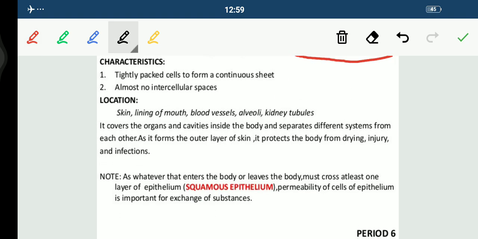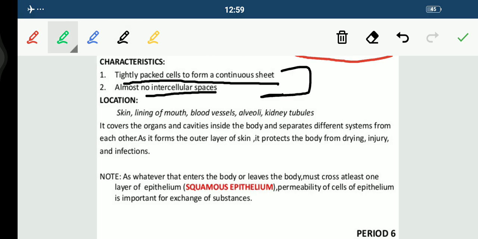Talking about their characteristics, students, you can just read it out. They are tightly packed cells forming a continuous sheet, and they have almost no intercellular spaces. Both these points are connected with one another, as almost no intercellular space is present. So definitely if there is no space present, the cells will be tightly packed.